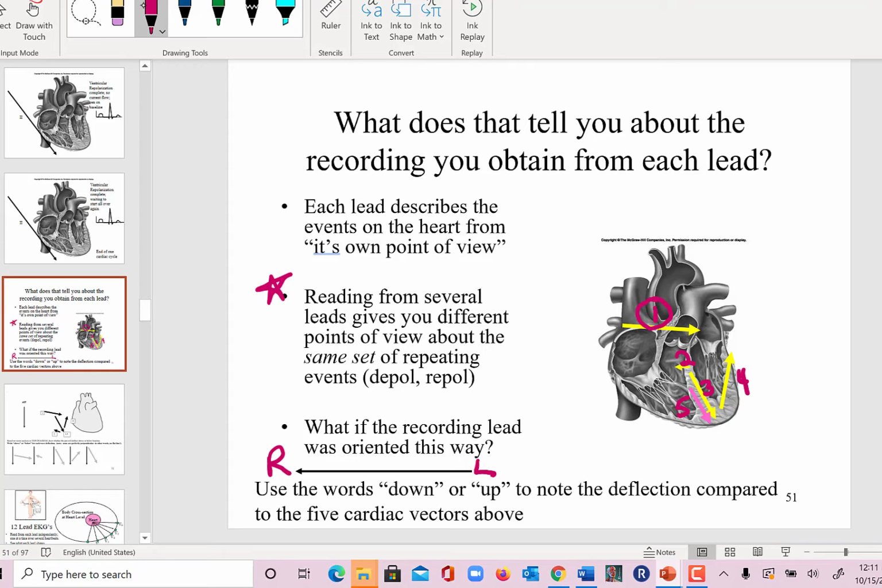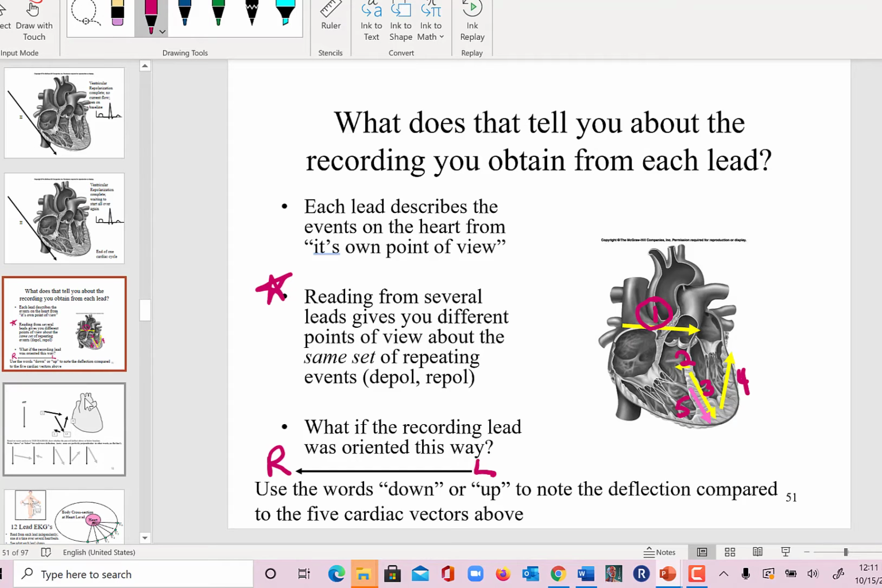It will not be an acceptable answer for you to tell me baseline. Let me say that again differently. None of the cardiac vectors compared to a recording lead will be perpendicular. Saying flatline or baseline will not be an acceptable answer.